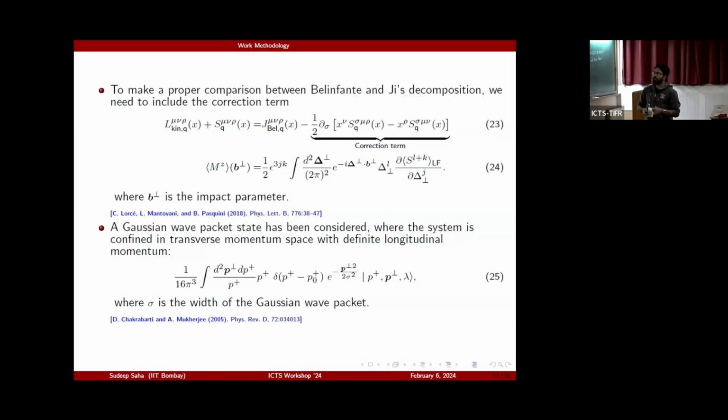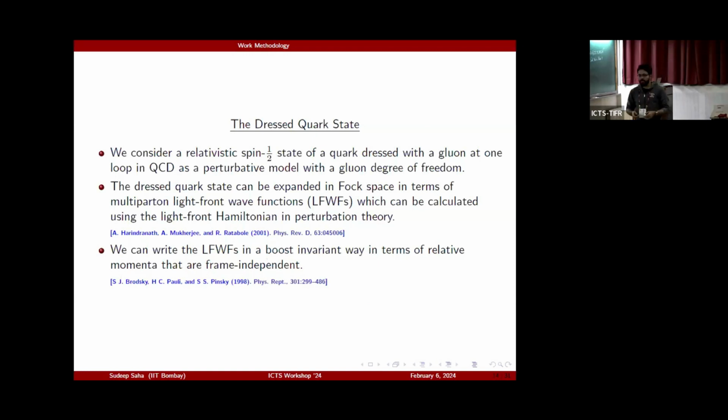So in order to calculate these different distributions, we need to calculate the Fourier transform of different densities, and in order to do that, we have considered a Gaussian wave packet state confined in the transverse momentum space with definite longitudinal momentum, where sigma is the width of the Gaussian wave packet. And in order to calculate the matrix element of different densities, we have considered a relativistic spin-half state of a quark dressed with a gluon at one loop in QCD. And this can be thought of as a perturbative model with a gluonic degree of freedom.